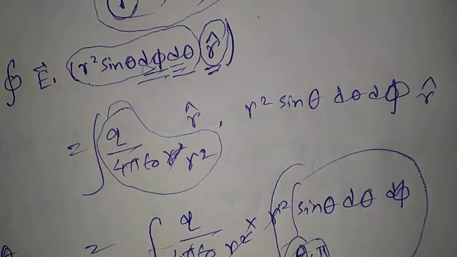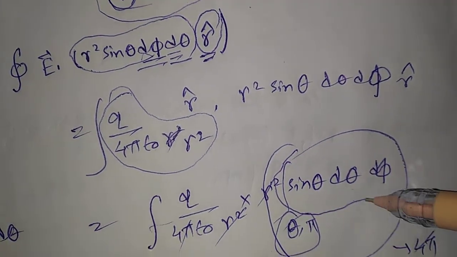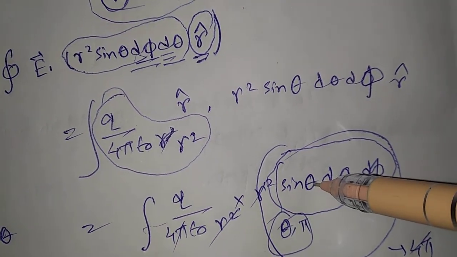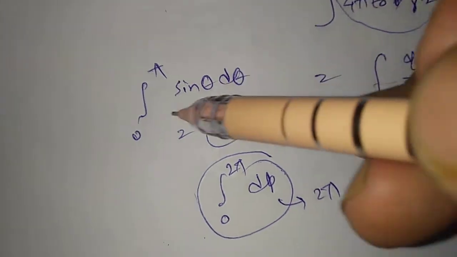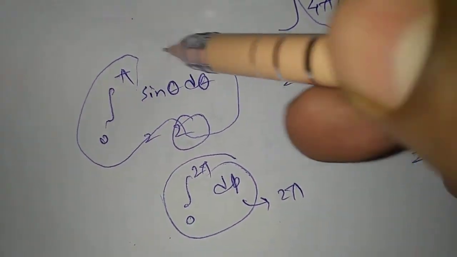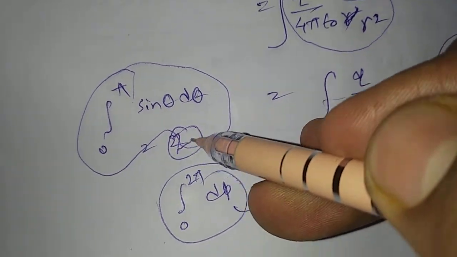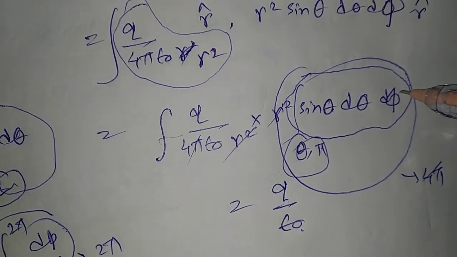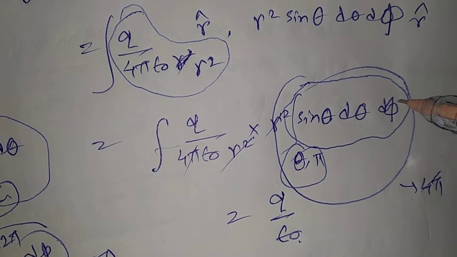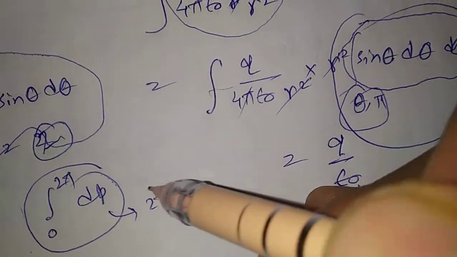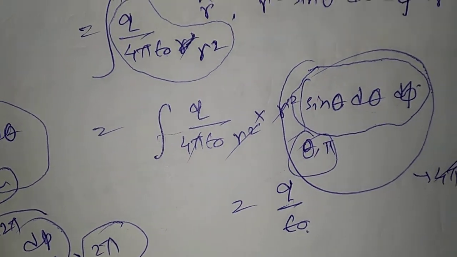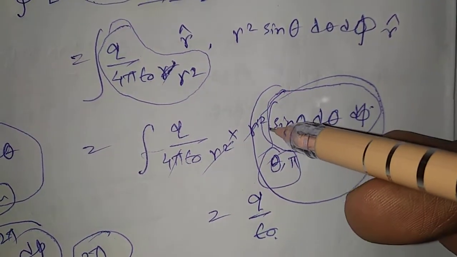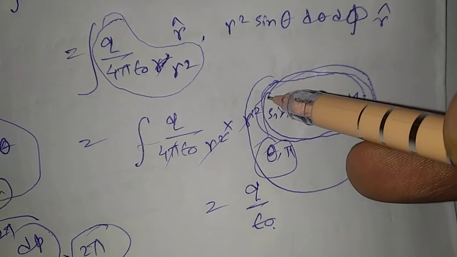and r hat dot r hat is 1. Now for this integration, always remember, for the spherical polar coordinate we take theta from 0 to pi. So the integral of sine theta d theta from 0 to pi gives us 2, and for d phi we take 0 to 2 pi, which gives us 2 pi. So we get the integral of sine theta d theta d phi as 4 pi.